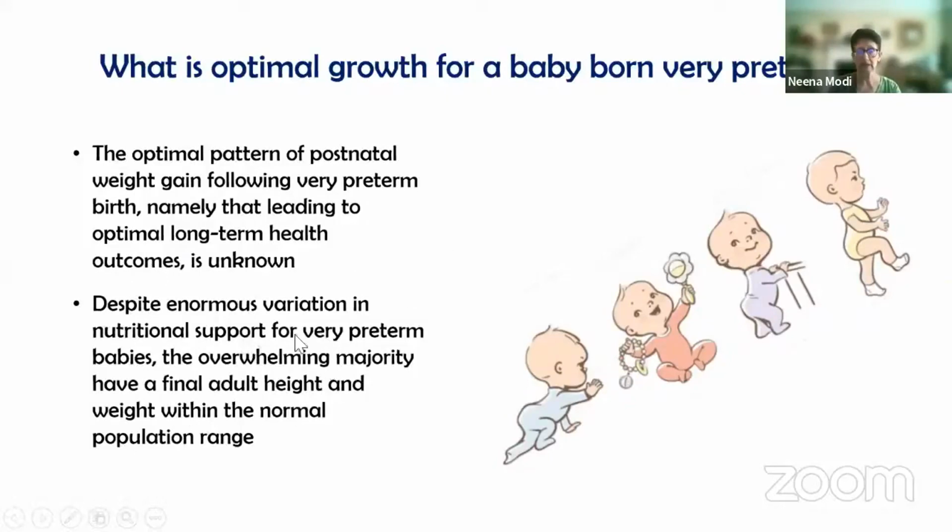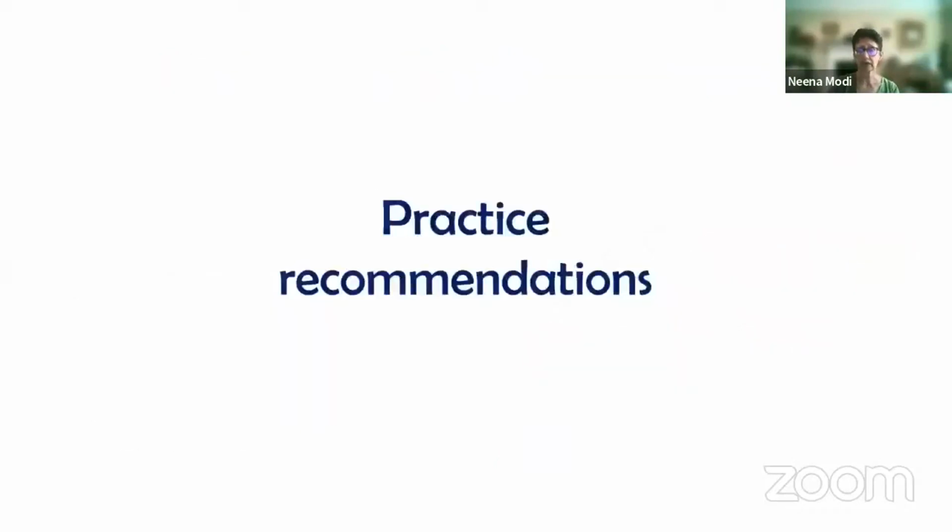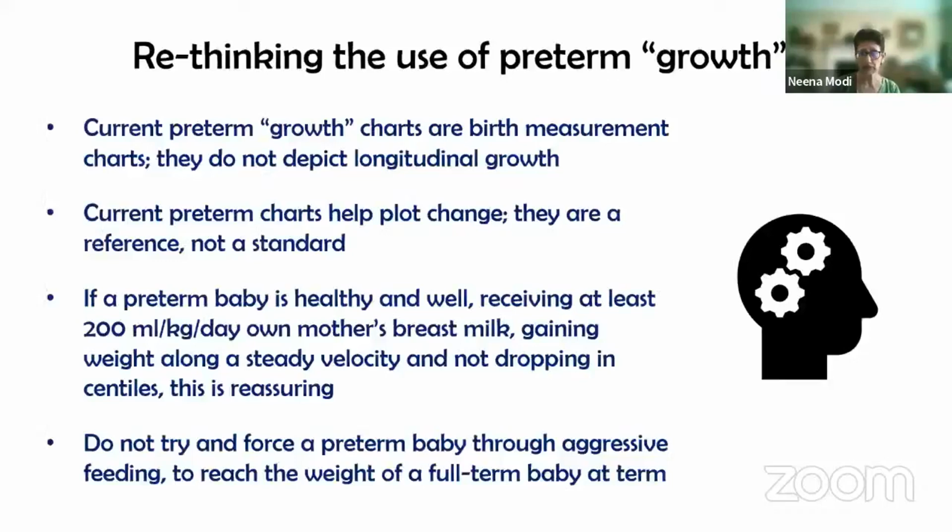I would also say that despite enormous variation in nutritional support for very preterm babies, the overwhelming majority have a final adult height and weight within the normal population range. So we can reassure our parents that so long as they are not gaining weight too quickly, and so long as they're not gaining weight too slowly, their adult height and weight should be within the normal population range for full-term babies.